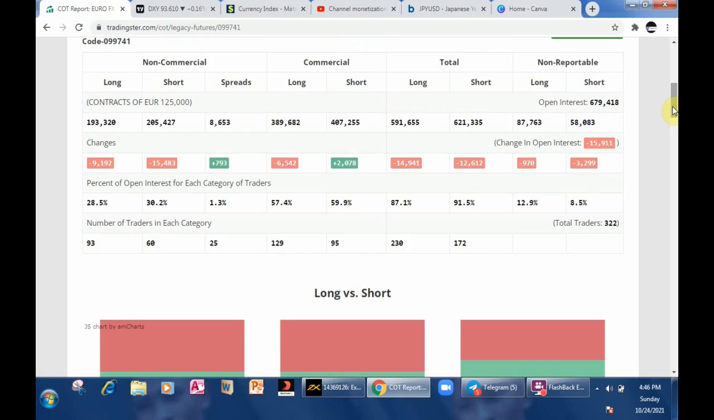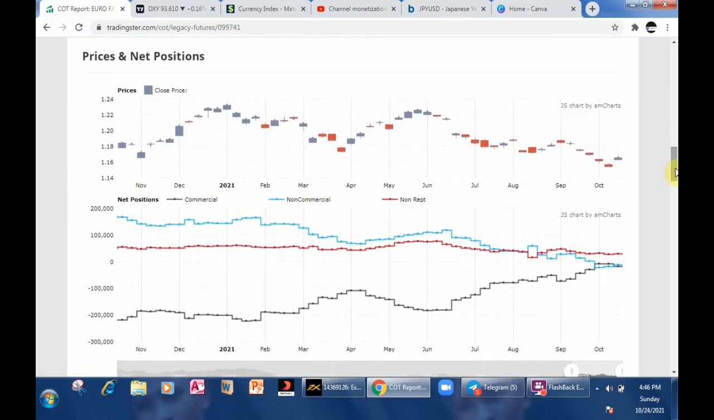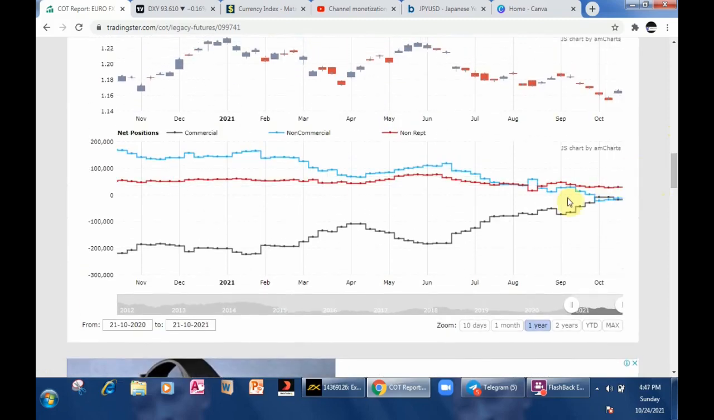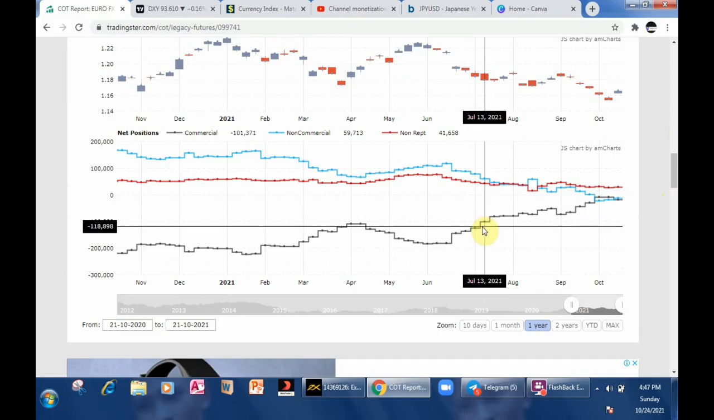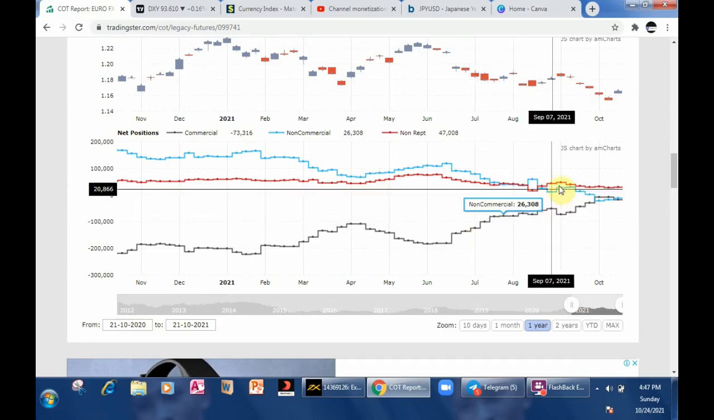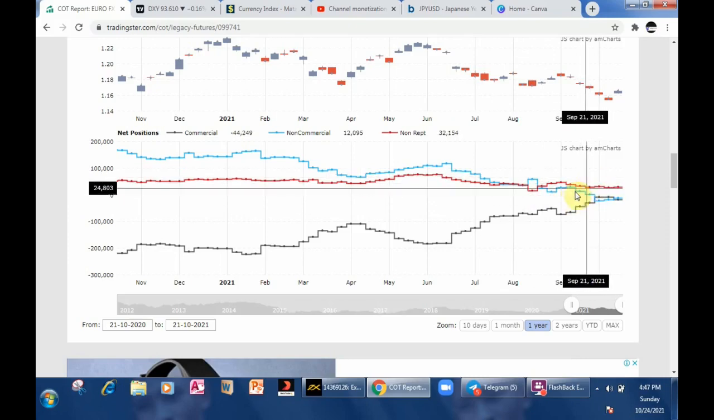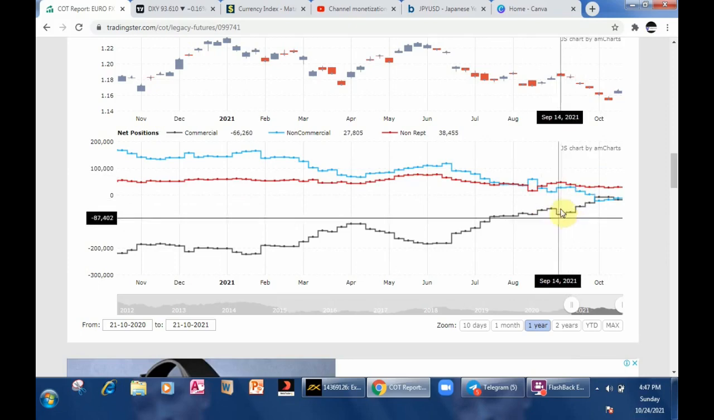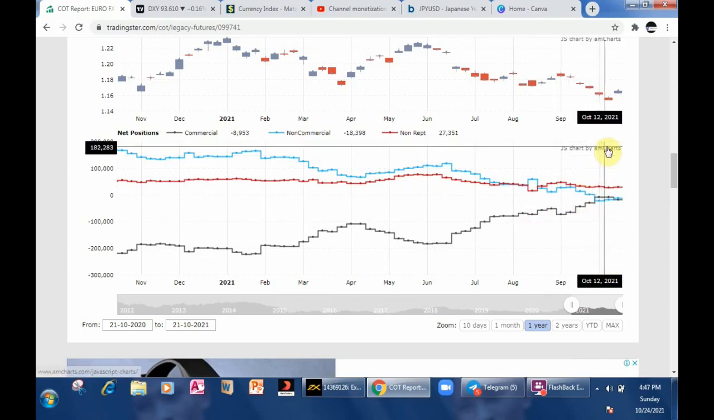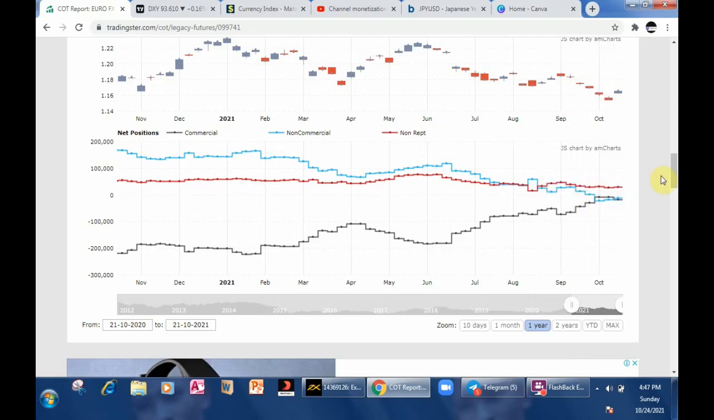When I check the commitment of traders data for the euro, I noticed that the commercials and the non-commercials are indecisive in the marketplace. It's as if they are in between the contracts they are holding. If you look at the line chart here that depicts their holdings, this line is for commercials, the red line is for non-reportables, and this blue line is for non-commercials. We want to be highly interested when they are either net short or net long, and you can see that they are at the zero level. So they are indecisive.